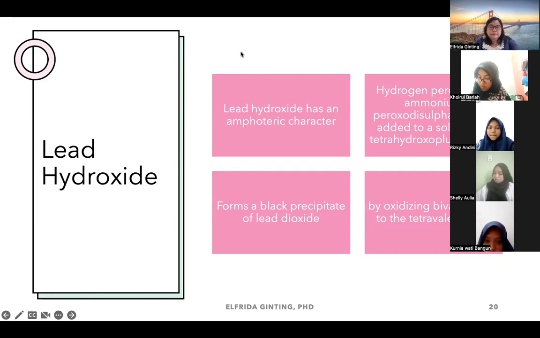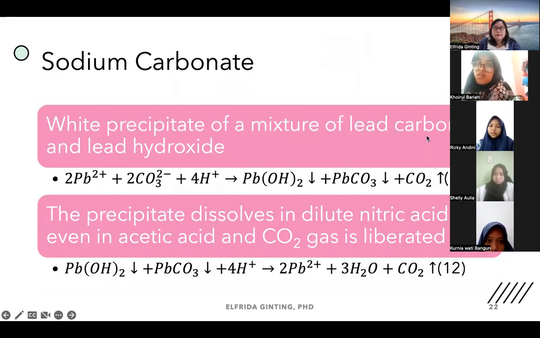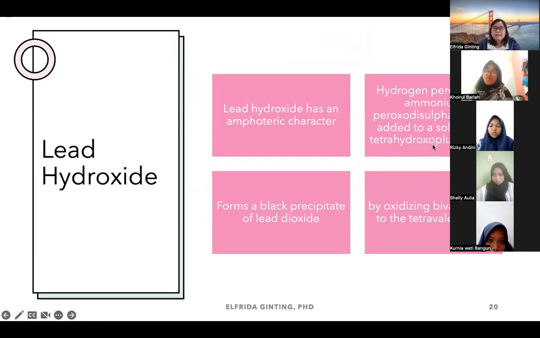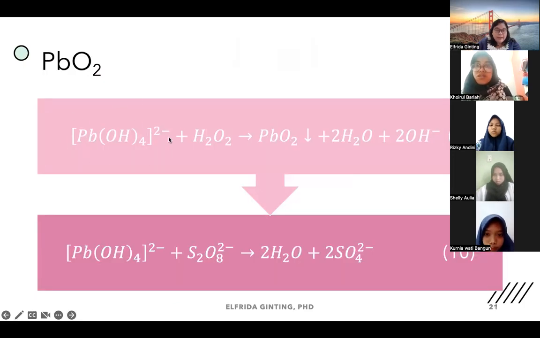Finish this one? Okay. So now, you can see here, this is the reaction. We have tetrahydroxoplumbate. You add hydrogen peroxide, it will become lead dioxide, and this is a black precipitate.